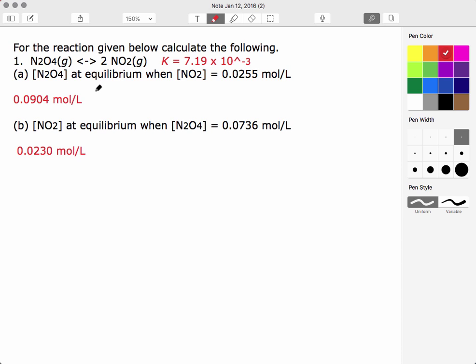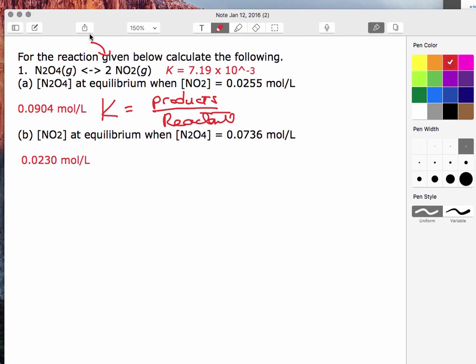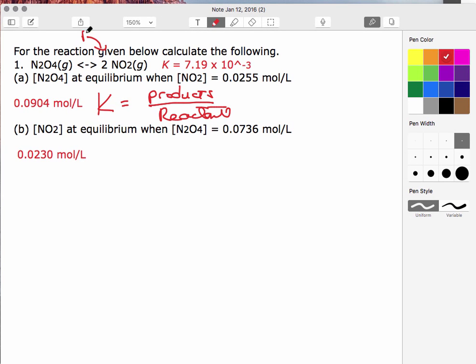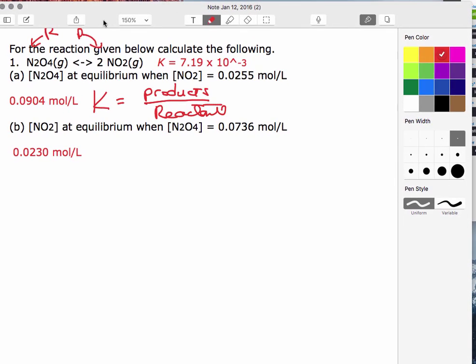K is always equal to the ratio of the products over the reactants. And how do I know what a product and a reactant are? Well, anything on the right side is a product. Whoops, sorry, I'll move that around. Everything on the left side is a reactant. This is an R. That is a reactant. Let me scoot this up here.